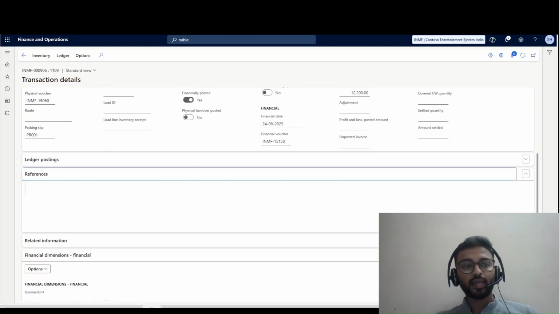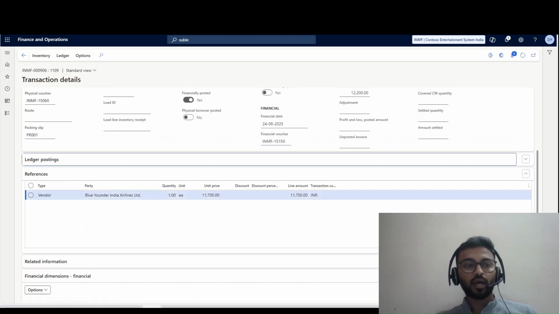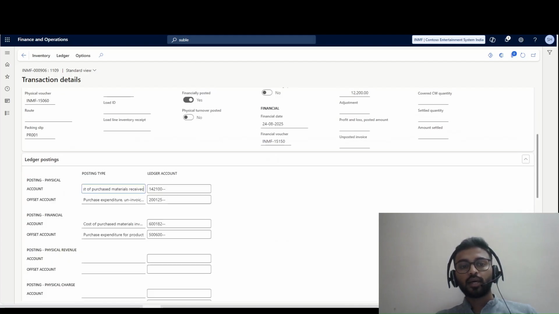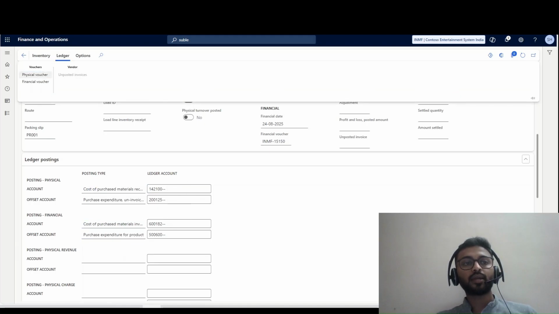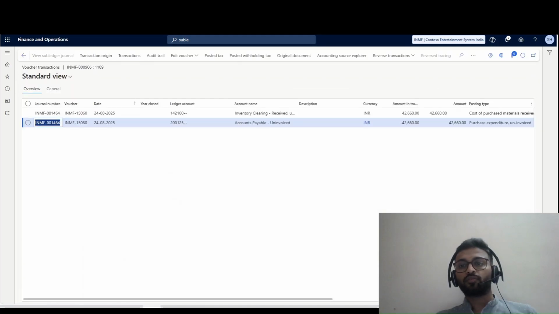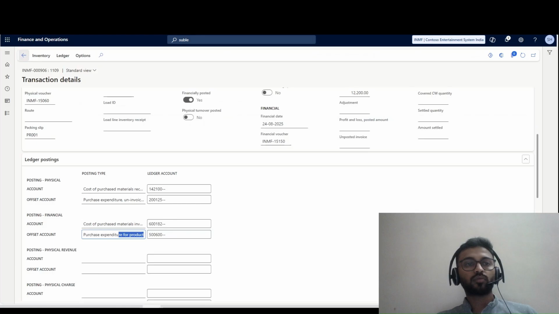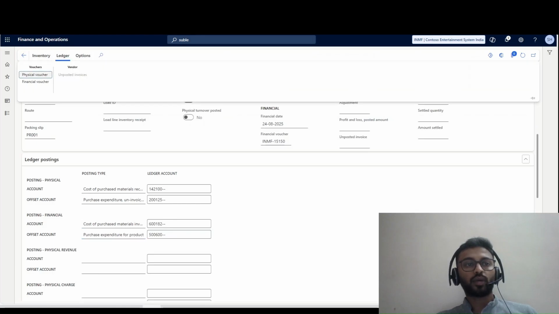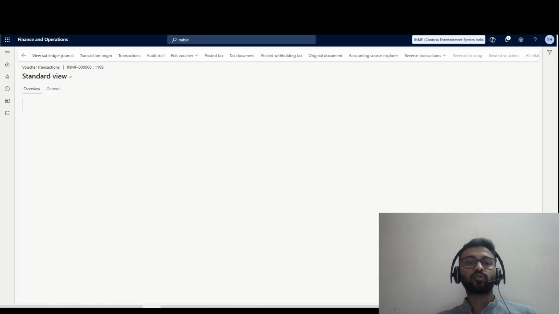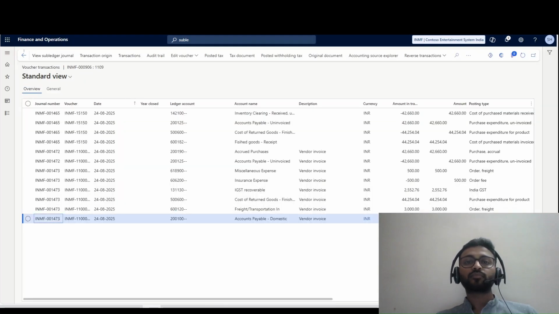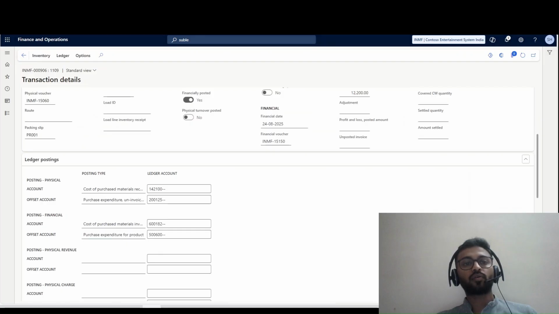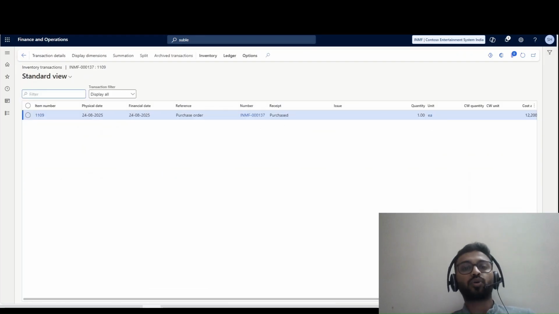Okay, so that's how we can know how the system works. Here you can see the entries: physical entry means GRN entry, and this is my financial entries. That also you can check. If you see in physical voucher and financial voucher, both you can check from here, right? So I think I have covered the charge code now.